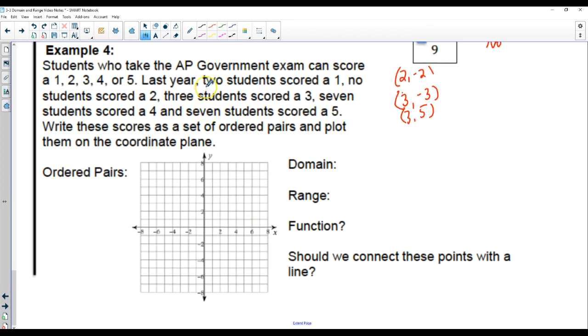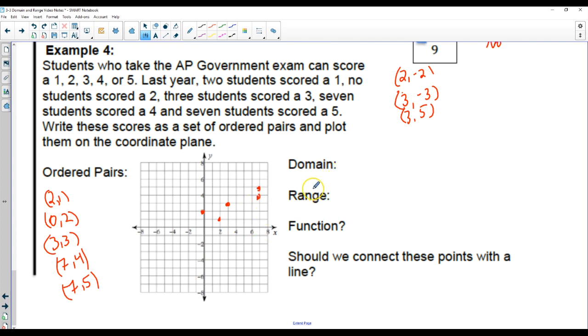All right, so we were told 2 students scored a 1. So if x is the number of students, then 2 students scored a 1. That's my first piece of information. No students scored a 2, so 0 scored a 2. So I'm going over none, but up 2. 3 students scored a 3. So I'm going over 3 and up 3. 7 students scored a 4. So 7 are going up to 4. And 7 students scored a 5. So I'm going over 7 and up to 5.